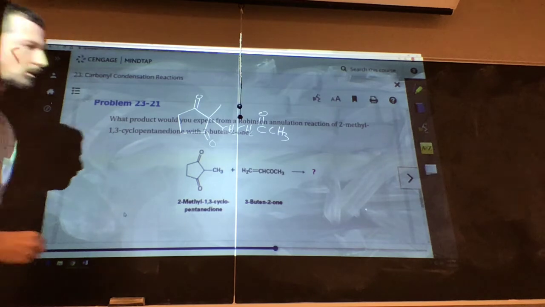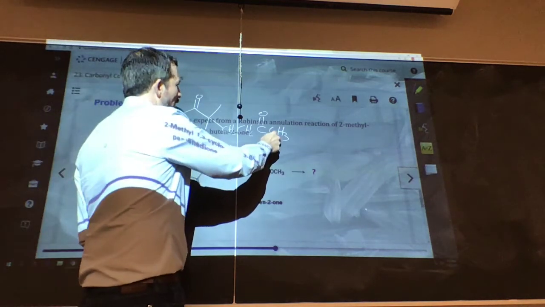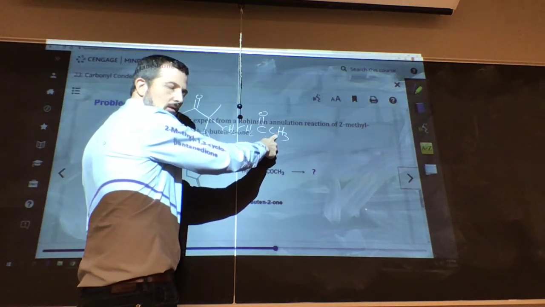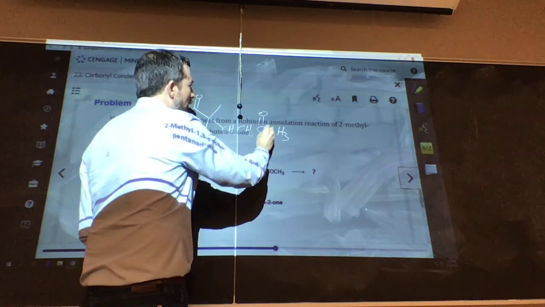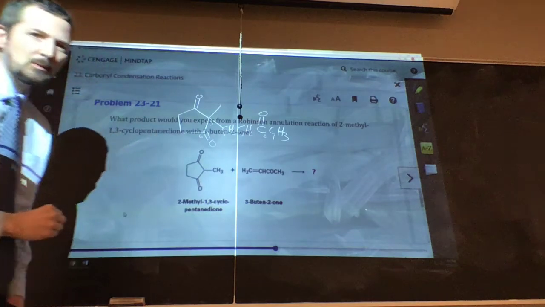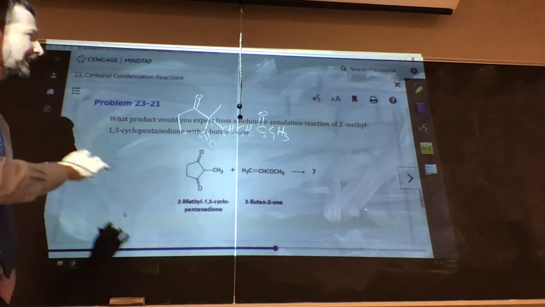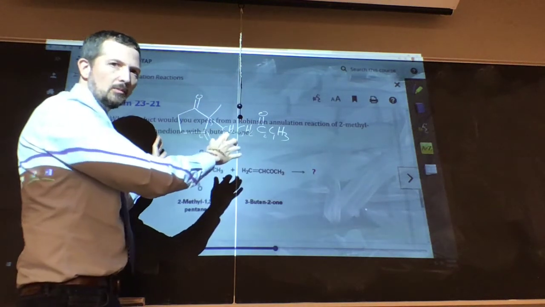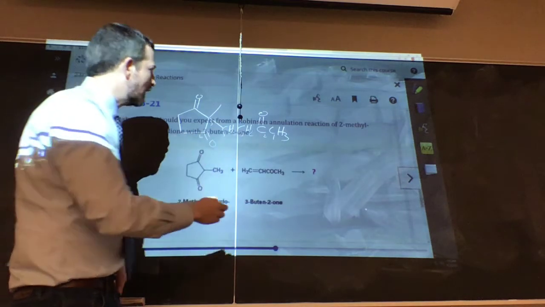Now, if I look at this molecule, here's the alpha position to one of my carbonyls, and I go 1, 2, 3, 4, 5, 6. I can form a 6-membered ring. And so I did the Michael addition part. Now I'm going to do the intramolecular aldol part.